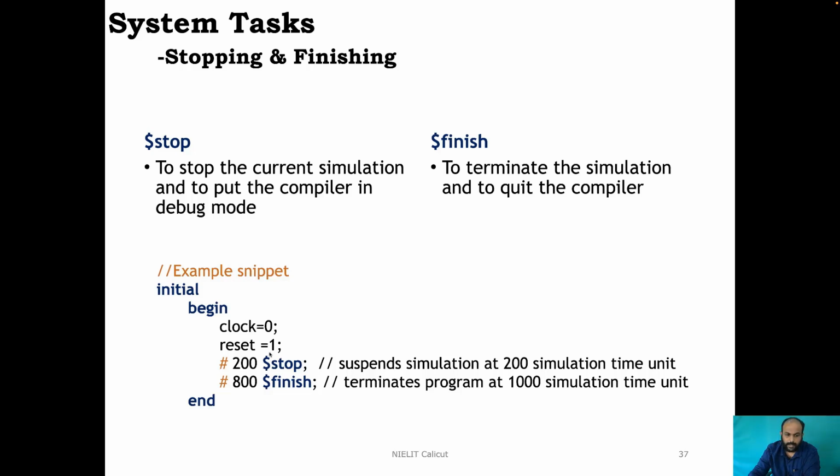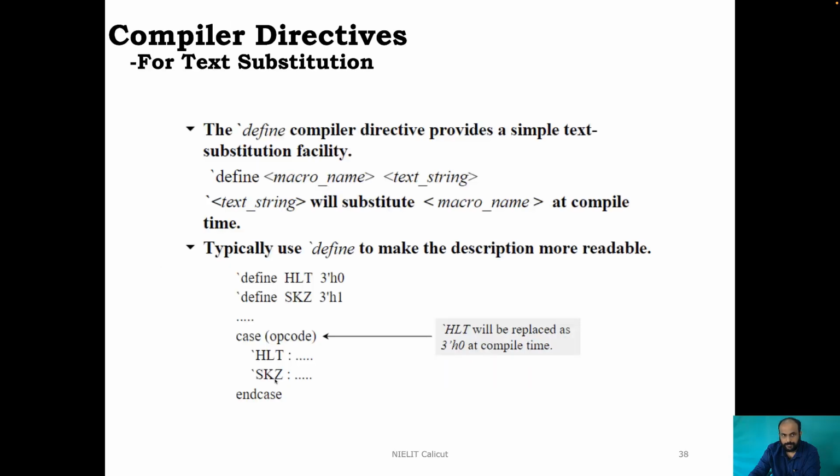So look at this example. Initially clock is made 0 and reset is made 1. Then at 200 nanoseconds, or 200 simulation time units, because of $stop, the simulation will stop and the compiler will be put in interactive mode where you can debug your code. At 200 plus 800, that is 1000 simulation time units, the program will be terminated and it will be prompted for closing or quitting the compiler.